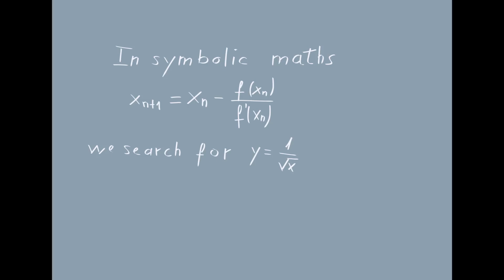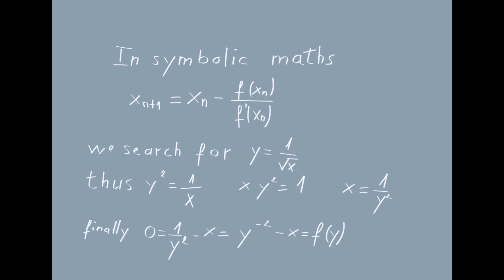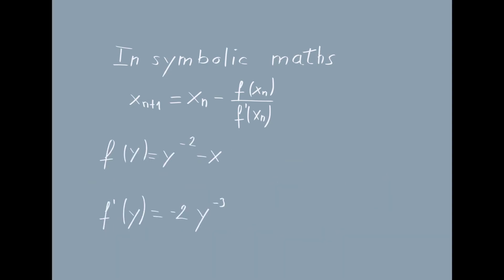In our case, we want to solve y equals 1 divided by the square root of x. That's complicated, so we start by squaring the equation. y squared equals 1 over x. We can now easily move x and y squared around and get x equals 1 over y squared. Then we bring back x and obtain 0 equals 1 over y squared minus x. This is a function of y that equals 0.